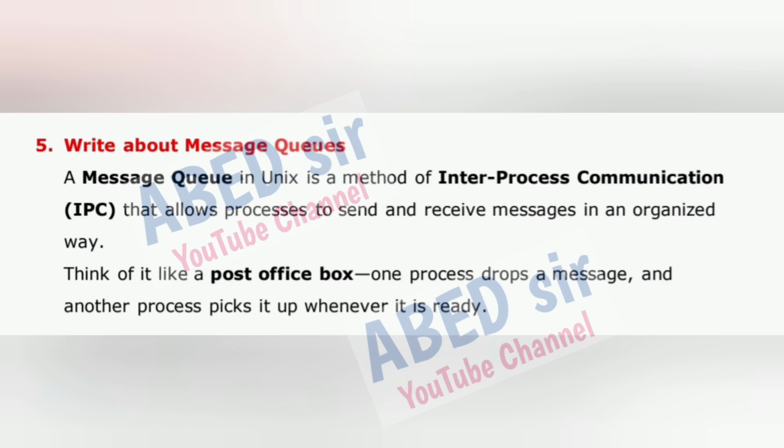A message queue in Unix is a method of interprocess communication, IPC, that allows processes to send and receive messages in an organized way. Think of it like a post office box. One process drops a message, and another process picks it up whenever it is ready.